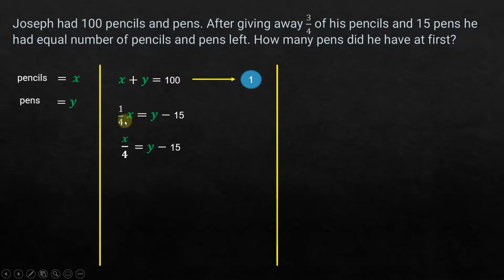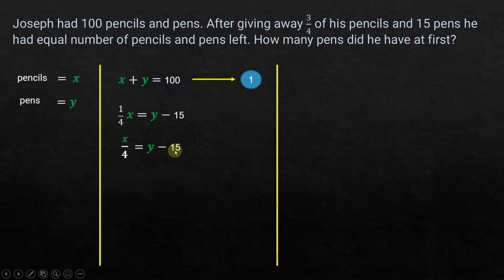This is the same as x times 1. This x is the numerator here. You can also write it as 1 by 4 times x over 1. And in multiplication, we multiply the numerators together and the denominators together. So in this case, x times 1 is x, right? X over 4 is equal to y minus 15.